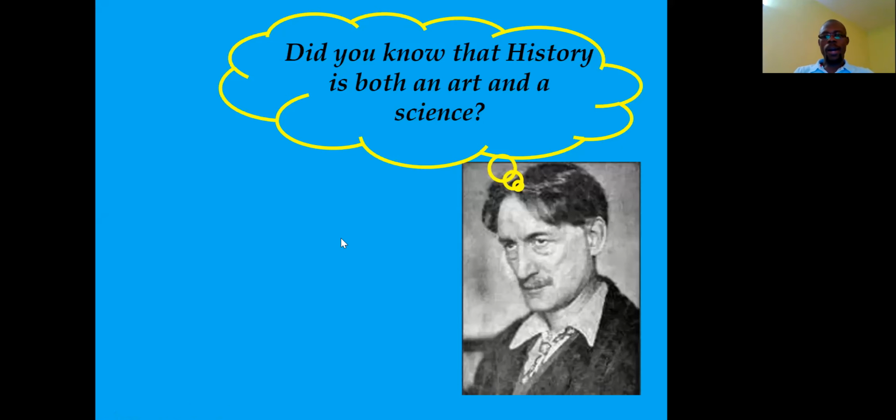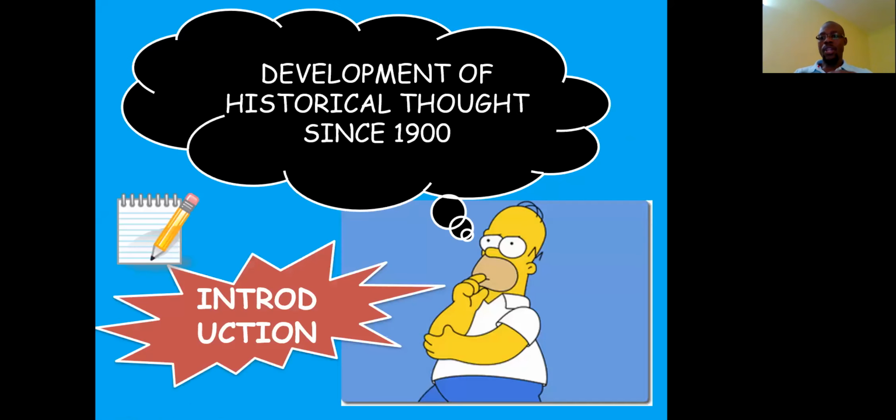Hello, everyone. Welcome back. So, did you know that history is both an art and a science? This is the critical question that we are going to be answering even as we endeavor through this journey. So, let me take us through our lesson one as far as this course is concerned. We will get to know the definition of history after knowing exactly the question that we will be answering for these endeavors. Remember, we are looking at the development of historical thought since 1900.